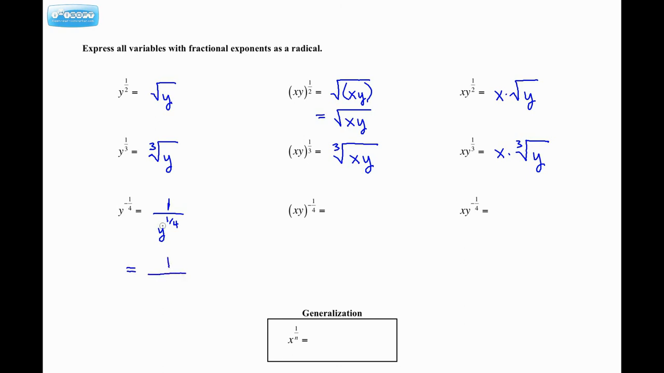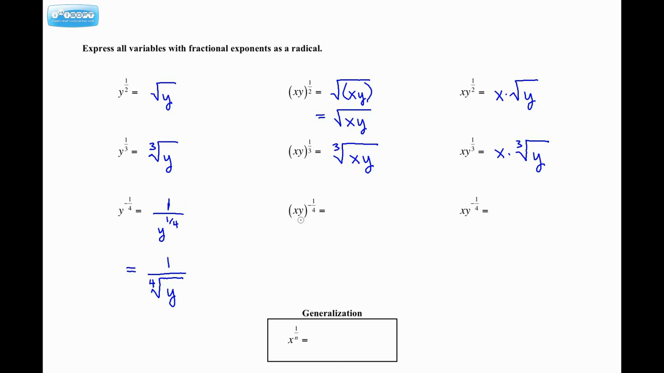Okay, so if this was 1/3, it would be the cube root of y, but this is 1/4. So we put our index here, and we call this the 4th root of y. Okay. And there we go.